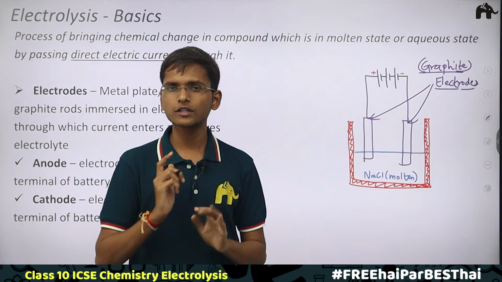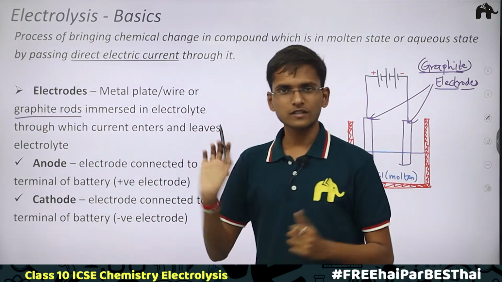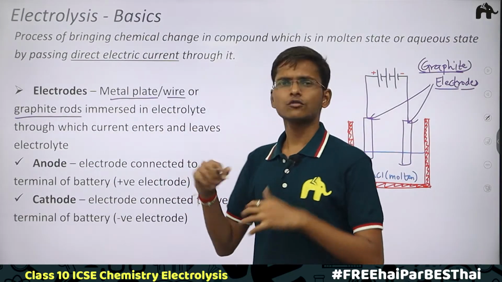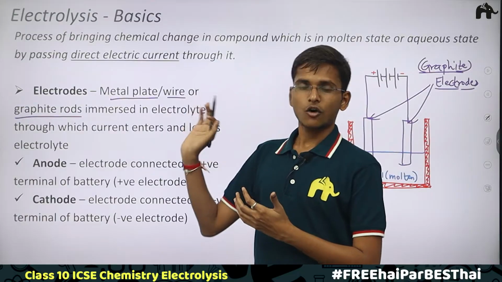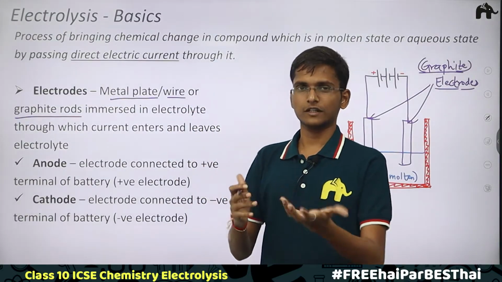Okay, so what is an electrode then? We have just now seen it. Let's see its definition. Simple. Electrodes are simply graphite rods, just like we have used here in this case, or metal plates or wires. Don't worry, we are going to use metal plates and wires also in some other examples of electrolysis, which we are going to study further in this chapter.